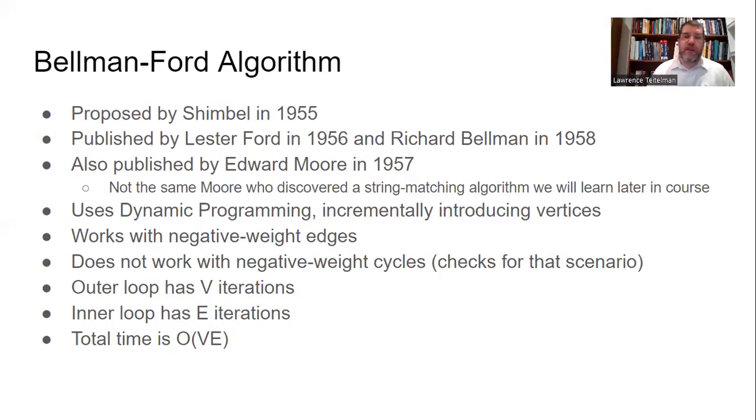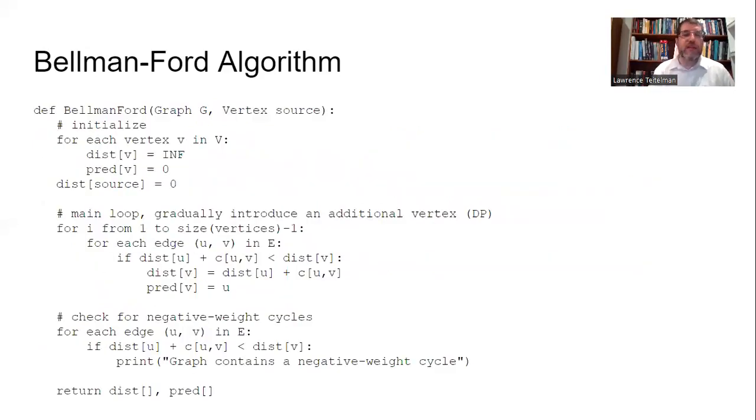It also uses dynamic programming, not like Dijkstra. Dijkstra uses a greedy algorithm, but Bellman-Ford uses dynamic programming like Floyd's algorithm. All right, so again, dynamic programming should trigger in your mind that we have an incremental approach. We gradually build up. And let's take a look at the code here.